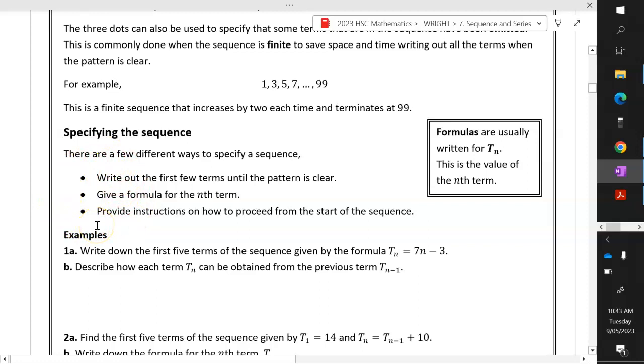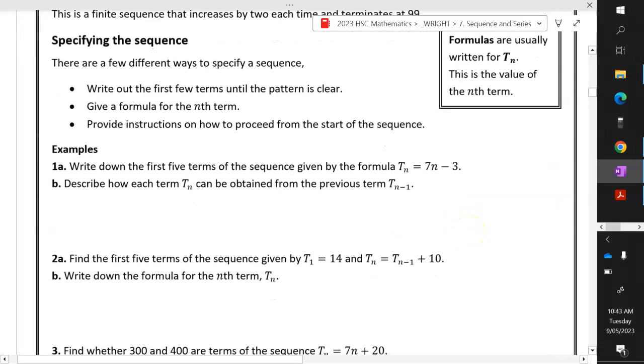So you might have seen patterns or sequences in primary school or Year 7 or Year 8. We're just going to formalise what those are to start with today. Formulas are usually written for Tn, and this is the value of the nth term. So we're going to have a look at that below in the examples.